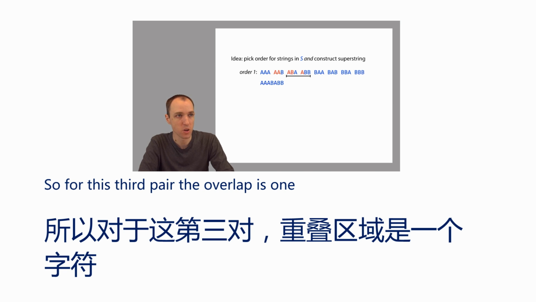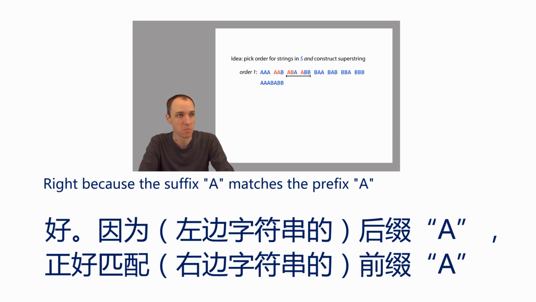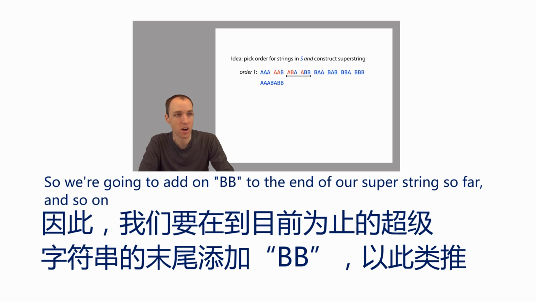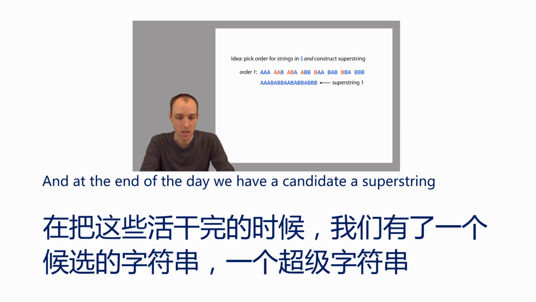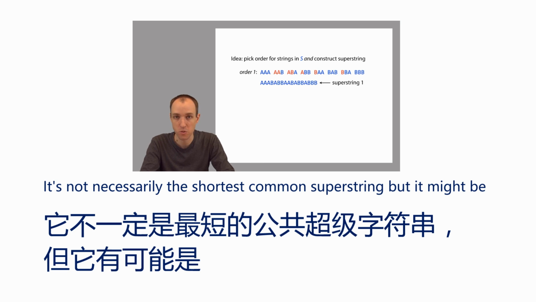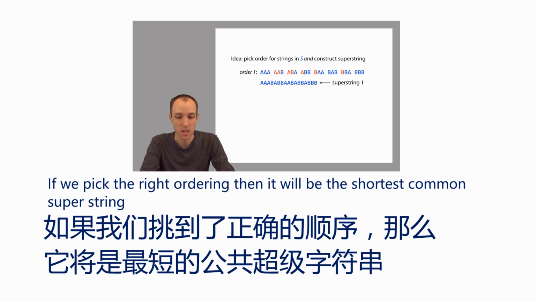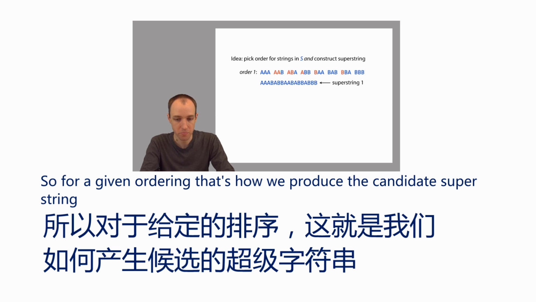For this third pair, the overlap is 1, because the suffix A matches the prefix A. So we're going to add on BB to the end of our superstring so far, and so on. We'll just keep doing this for every adjacent pair of strings until we've done all those pairs. At the end of the day, we have a candidate superstring. It's not necessarily the shortest common superstring, but it might be. If we pick the right ordering, then it will be the shortest common superstring.